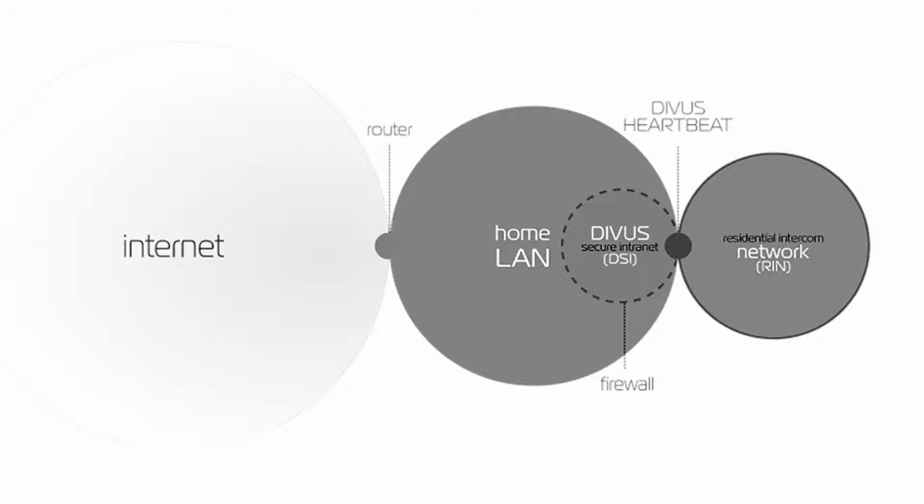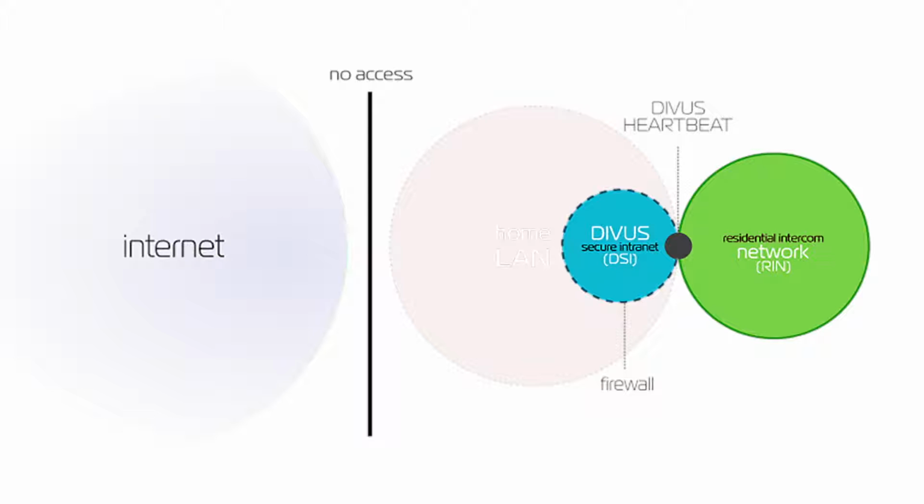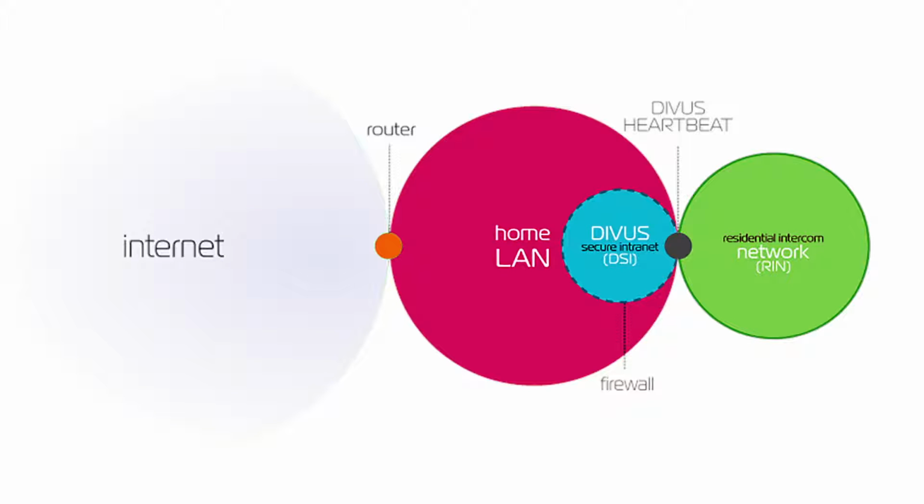We have three networks. The network for our home automation devices is called DIVUS Secure Intranet, or DSI for short. The network for external devices and intercoms, which are intended to communicate through intercom with our home automation devices, is called Residential Intercom Network, or RIN. In an island system, these two networks will be all there is. If you wish to have a communication with the household appliances, the Wi-Fi, and probably also the internet, then there will be a third network, which we call home LAN.